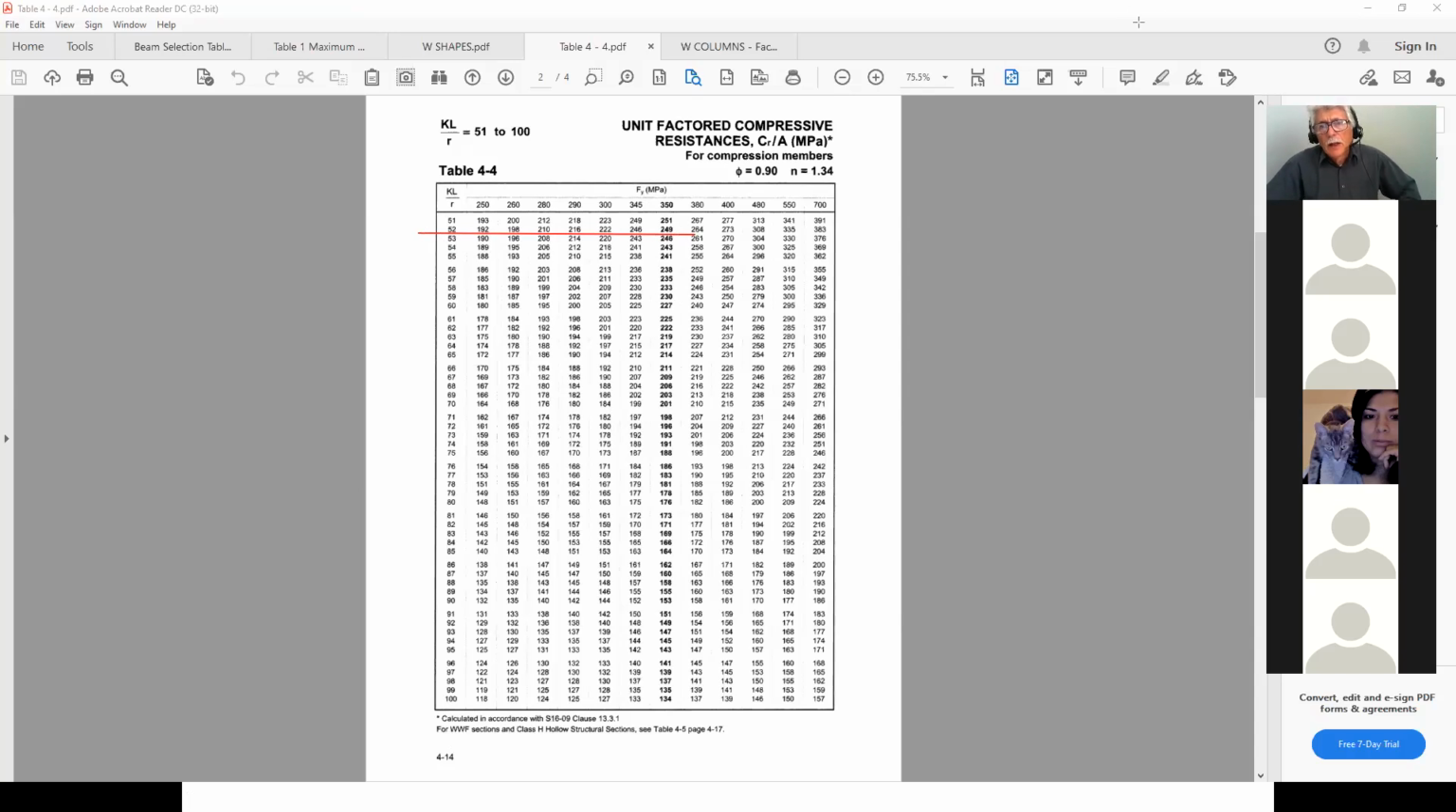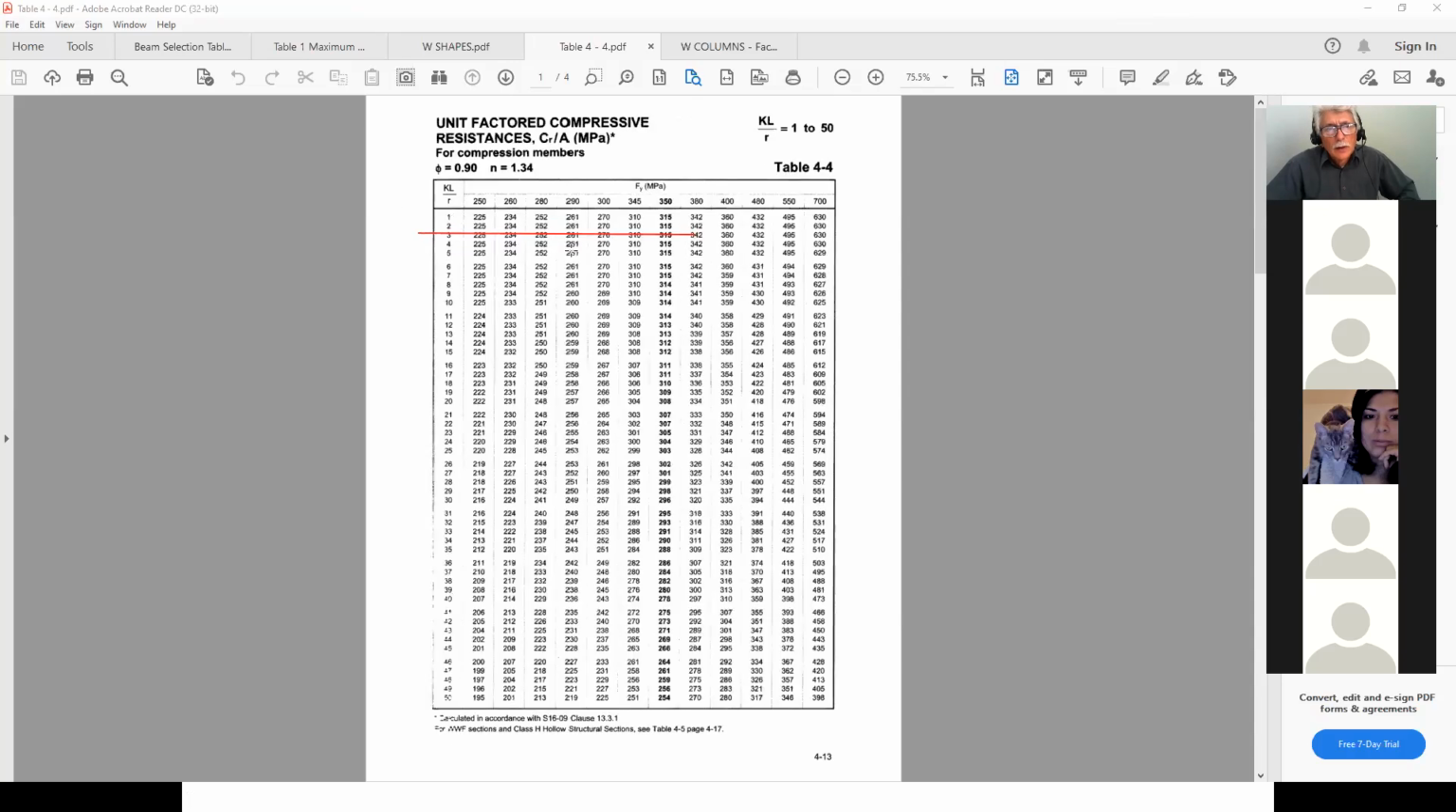Okay. And of course, now just so that you guys can appreciate, let me go up one more. Sorry, I gotta do this. If you look here, does anybody know what 350 times 0.9 is? You see here, 315. This is 350 times 0.9. In other words, this is the factored resistance.